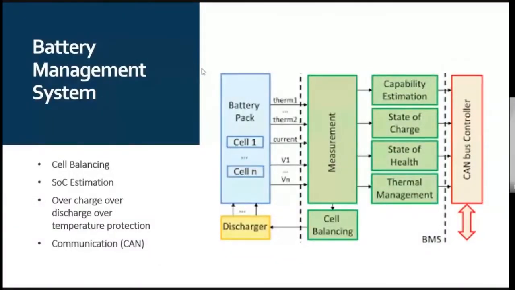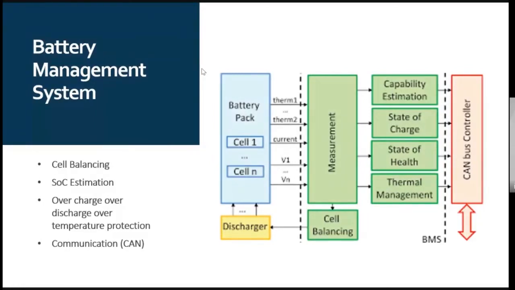This is a basic block diagram of a battery charging system. There will be battery packs, different cells will be there, and there will be measurements. Every cell voltage should be measured and transmitted onto the CAN bus. There will be a microcontroller in between the CAN bus and the measurement system. There will be analog front ends. In this case, there will be a provision for cell balancing.